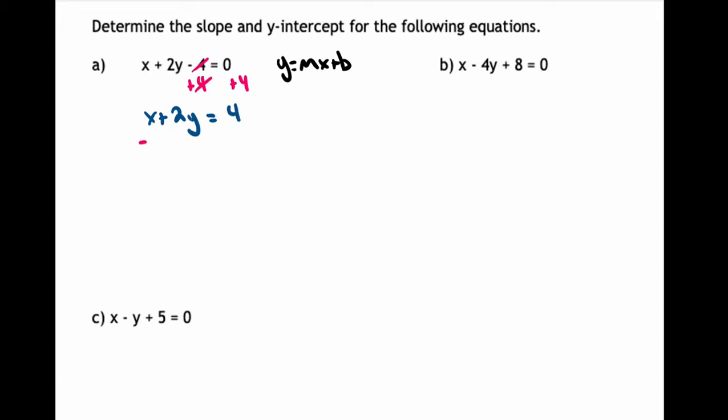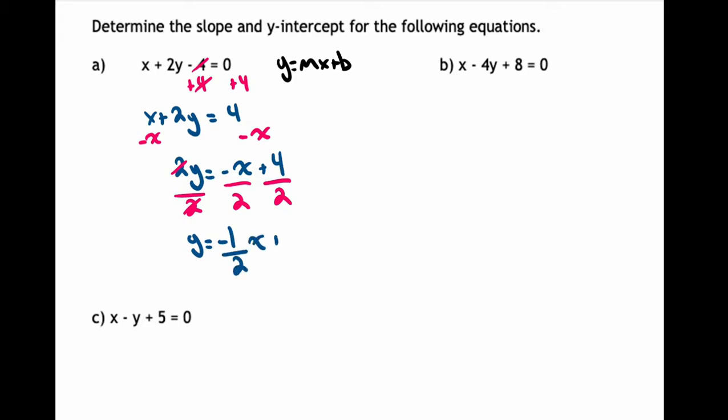Get rid of the x by subtracting it from one side, subtract it from the other. 2y equals -x plus 4. Get y by itself by dividing both sides by 2. One side will cancel out. y equals -1 over 2x plus 2. So here is our slope-intercept form.